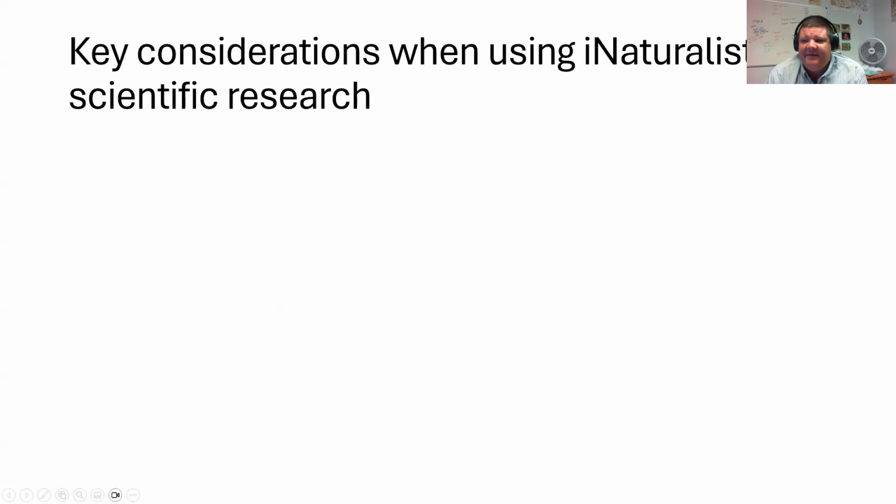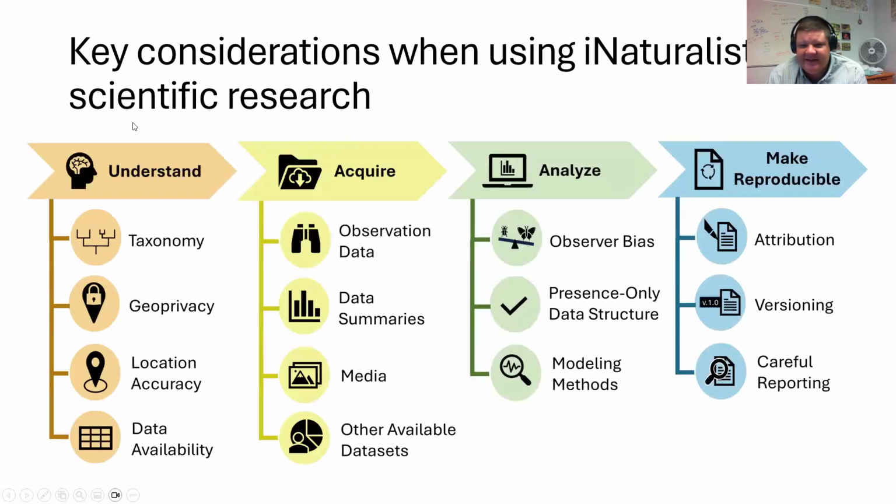But I just wanted to end on a few key considerations when using iNaturalist data for scientific research. Again, this is a work in progress, but we break this down into 4 different groups: understand the data itself, acquire the data, analyze the data appropriately, and then make that reproducible.